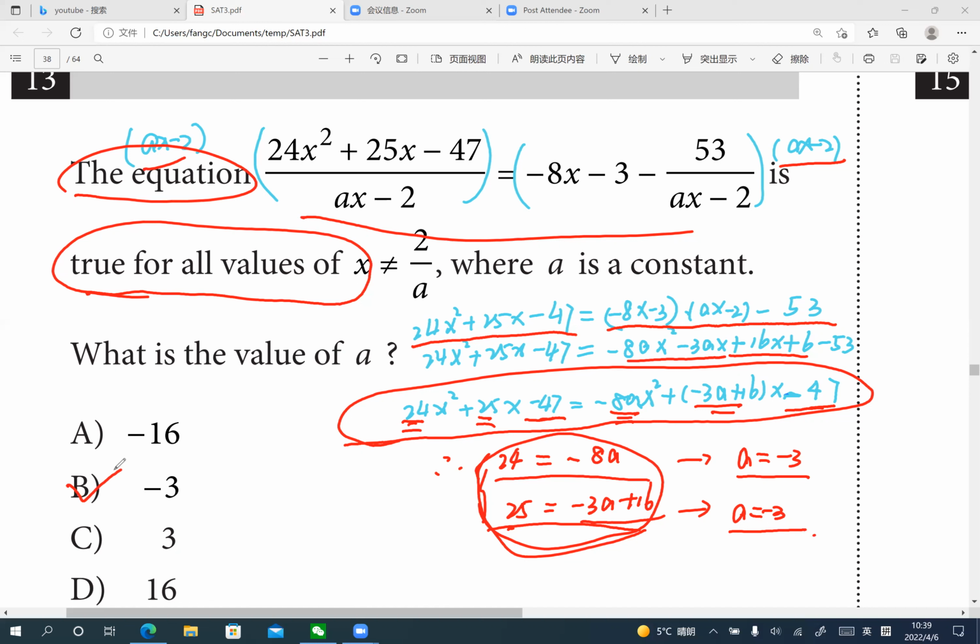Another thing we should pay attention to is the precondition they give us: x can't be equal to 2 over a. The reason is that when x equals 2 over a, the denominator will become 0. Then the whole fraction will be undefined. That's why they give us this precondition: x can't be equal to 2 over a.